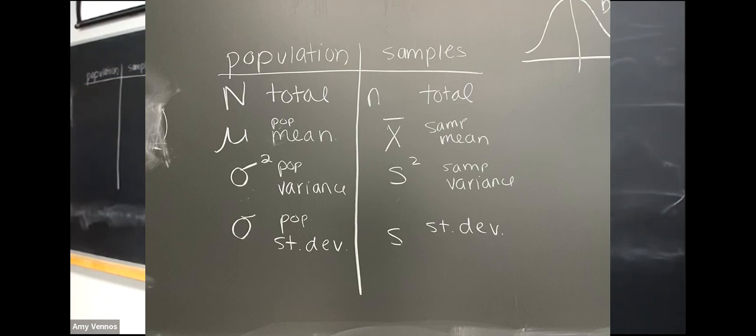Whenever we talk about the population, we need to talk about how big it is, right? So usually we use N to represent the total number of things. We also talk about the population mean. Who remembers the symbol for population mean? Yeah, I like the hand symbol, right? It's the Greek letter mu, or the U that has a tail on it. We also talk about population variance. Who remembers the symbol for population variance?